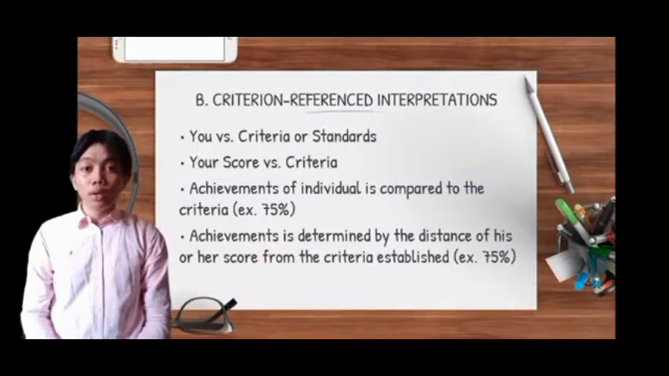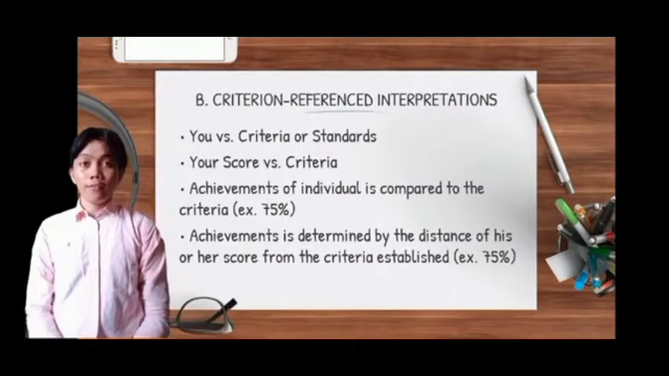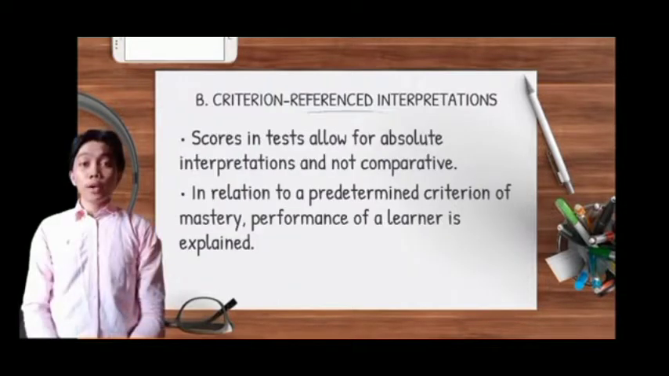If you got a score of 85%, it means that you are 10% above the criteria. On the other hand, if you got a score of 74%, it means you are 1% short of the criteria. Furthermore, scores in tests allow for absolute interpretations and not comparative. In relation to a predetermined criterion of mastery, the performance of a learner is explained.